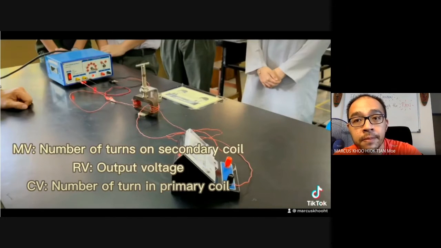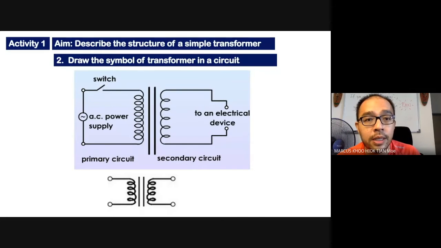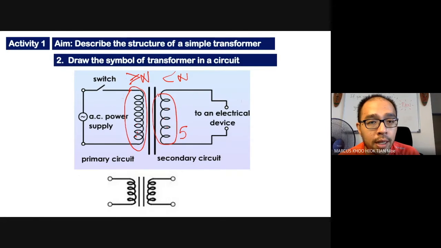Now the symbol for a transformer is this thing over here. These two lines over here represent the soft iron core, which is important to draw. And then you have the primary coil and the secondary coil. If you notice, the primary coil has more turns. The secondary coil has less turns. 1, 2, 3, 4, 5. Here only 5 turns. Here 1, 2, 3, 4, 5, 6, 7, 8. Here 8 turns. In a while, I will explain to you what is the significance of these turns.